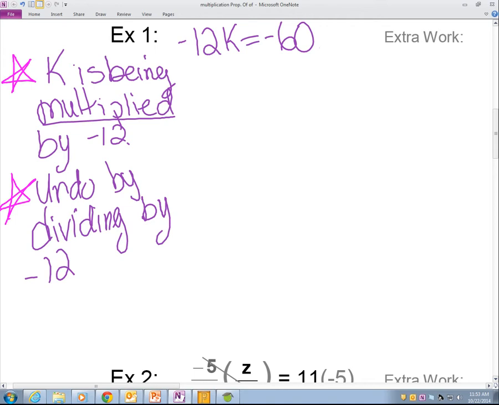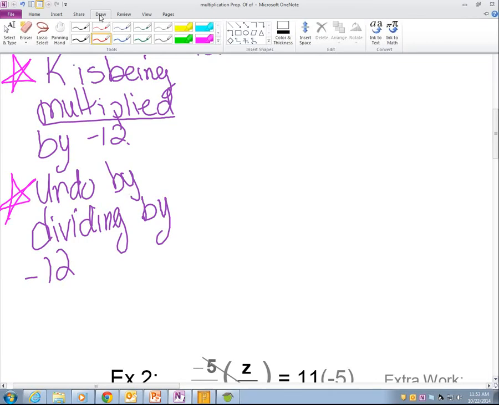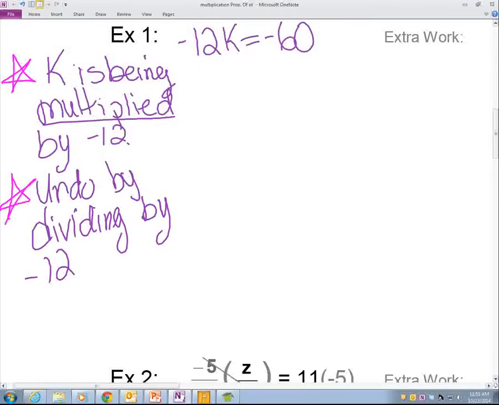Where did it go? So we're undoing that. So let's do that work. So we are going to divide by negative 12, divide by negative 12. These two are going to cancel each other out. So it's going to be k equals negative 60 divided by negative 12.